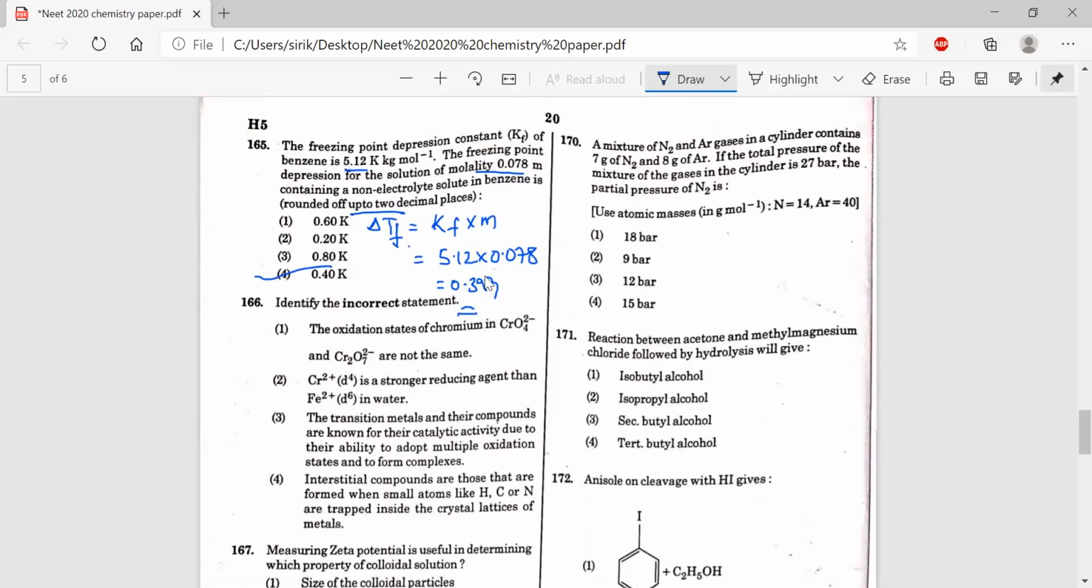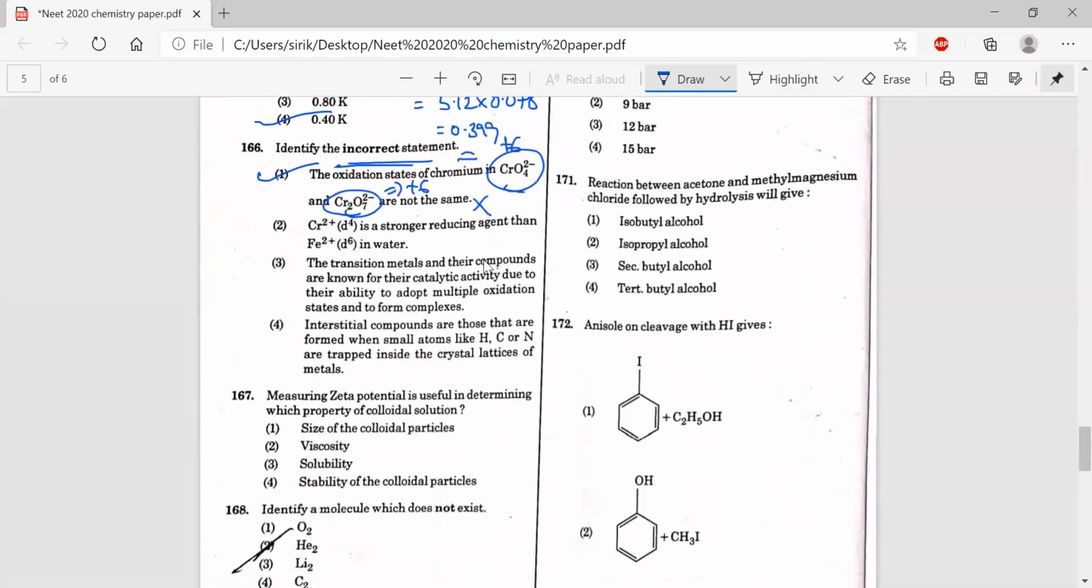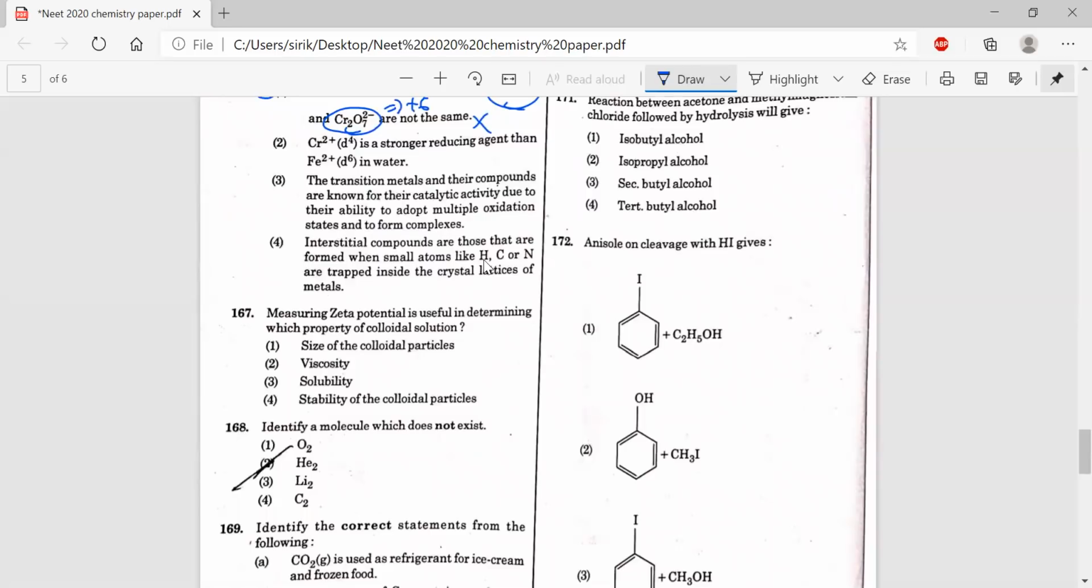See the next question, they're asking for the incorrect statement. See the oxidation state of chromium here, +6 we get, and in Cr2O7 also +6, but here it is given that both are not the same. But both are the same, right? Here also +6, here also +6. So this is our incorrect statement. And measuring zeta potential is useful. What do you mean by zeta potential?